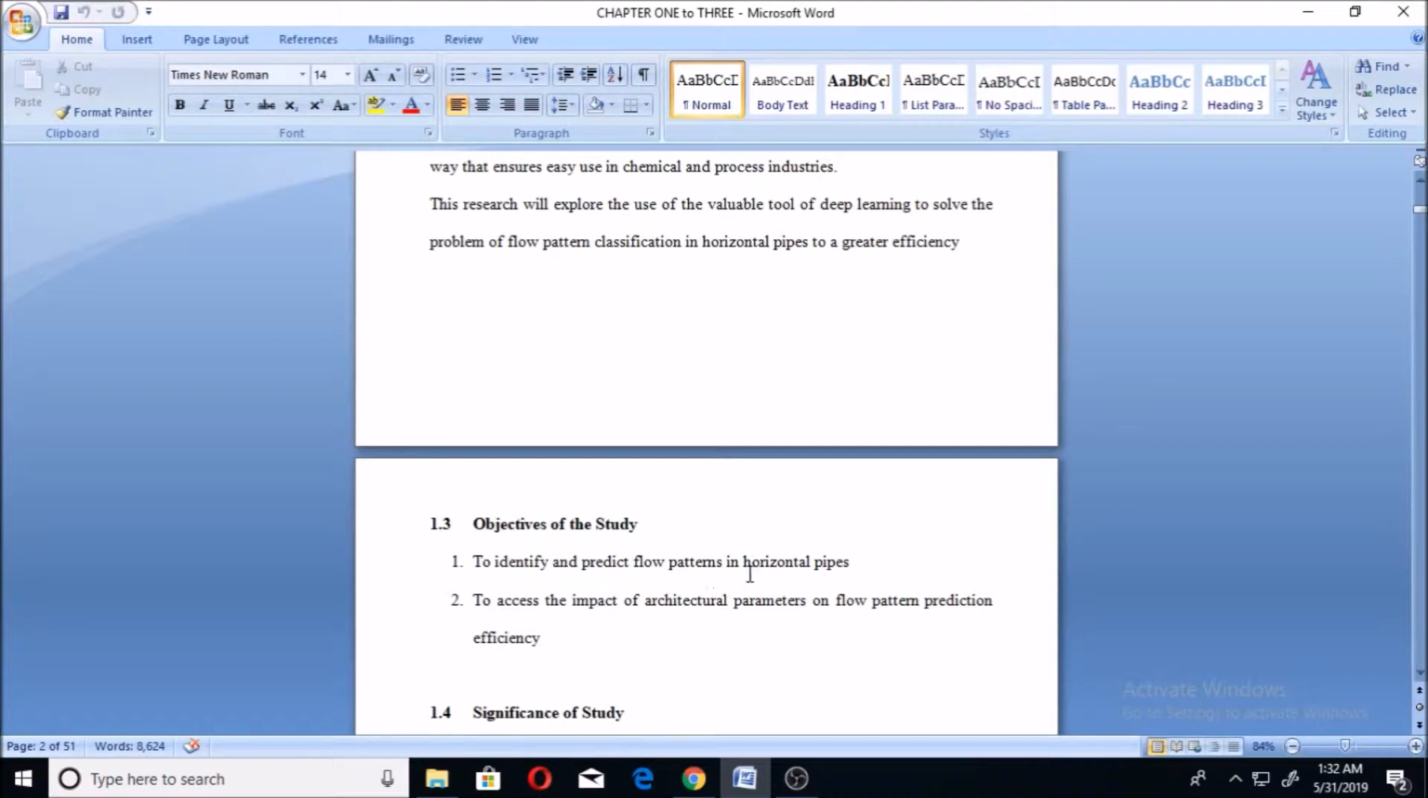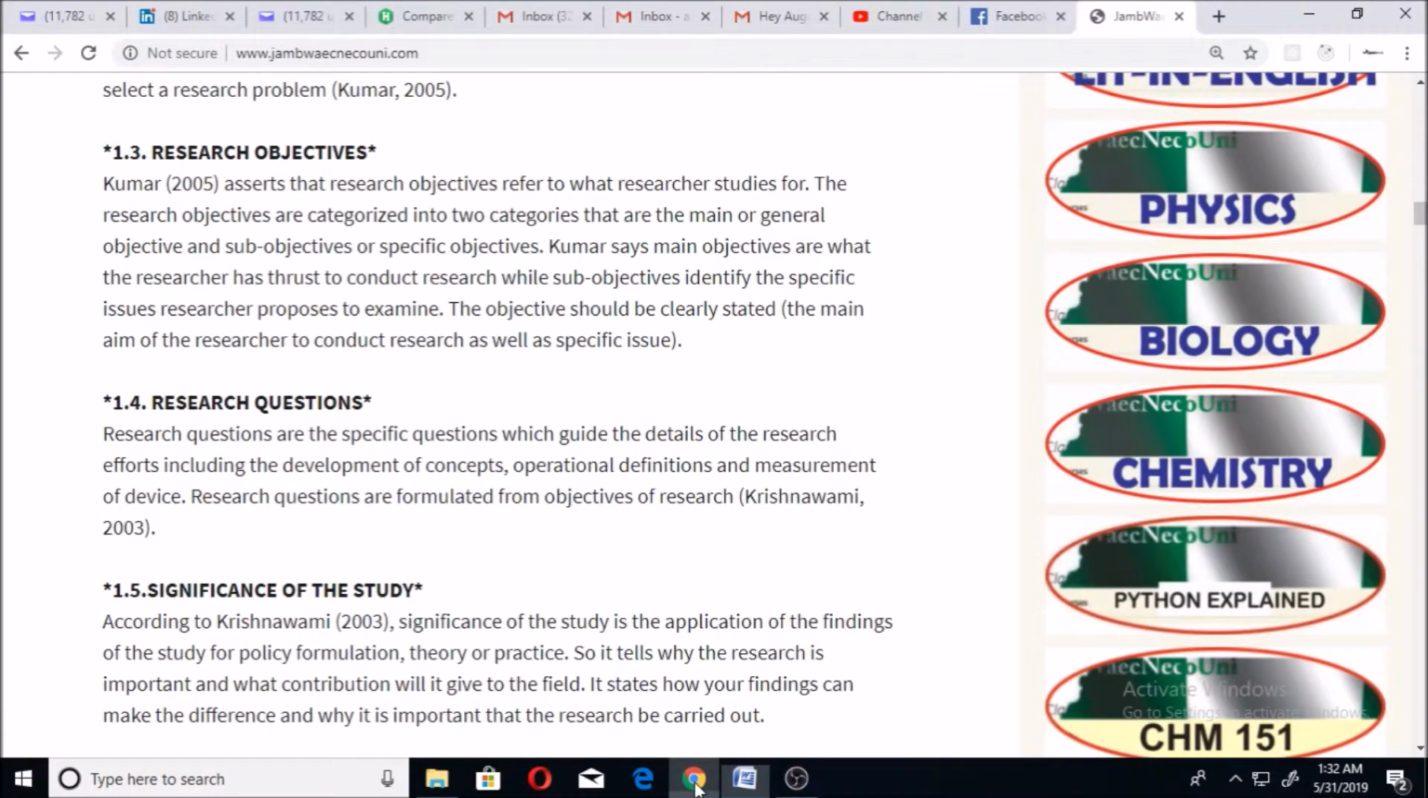It will be in form of a question, unlike this one that is very objective. You can say, are there ways to identify and predict the flow patterns? That could be a research question. Are there ways to assess the impact, or how can you assess the impact of architectural parameters on flow pattern? So that could be a research question for this.